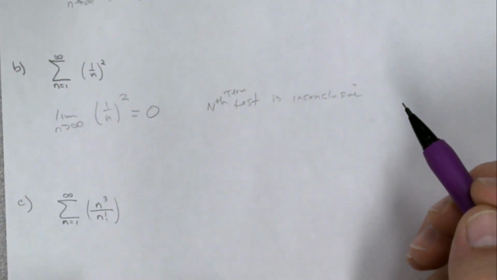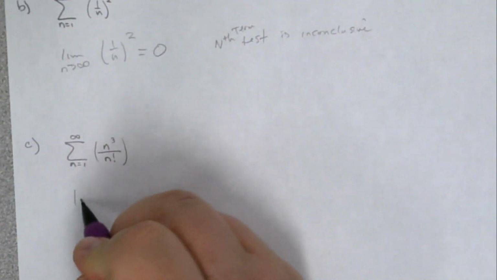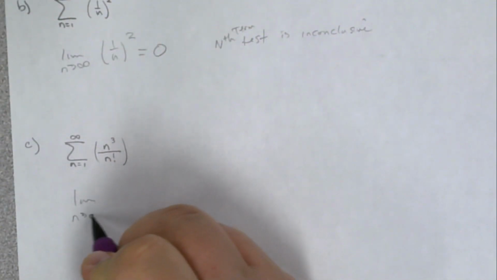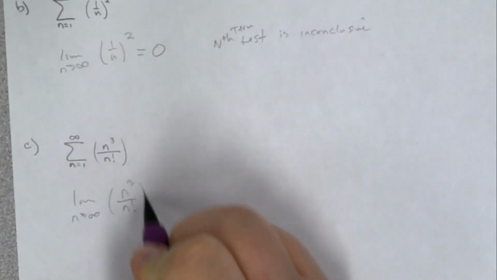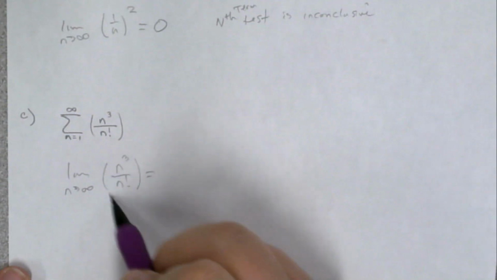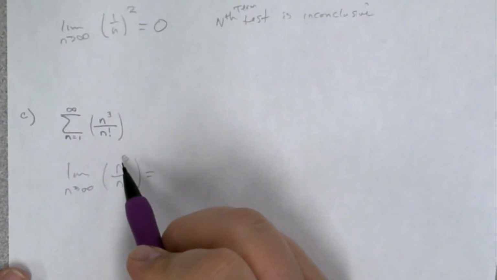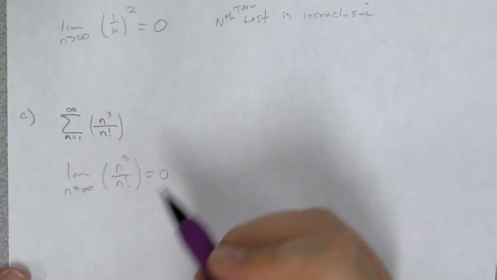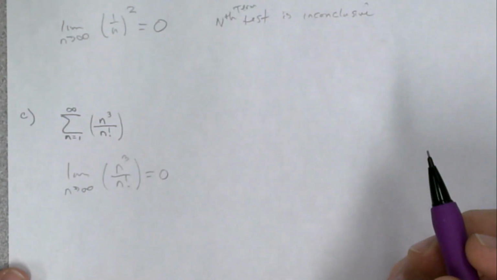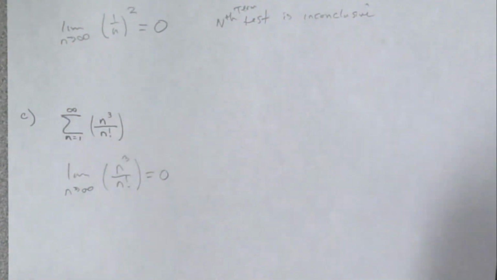Here's another one. What is the limit as n goes to infinity of this quantity? And again, n factorial is much larger than n to the third at infinity. So this right here is going to go to 0. So again, this is inconclusive. Okay? But let me go ahead and show you some things here I want you to see, and I don't want to write it out, I can just show it to you.